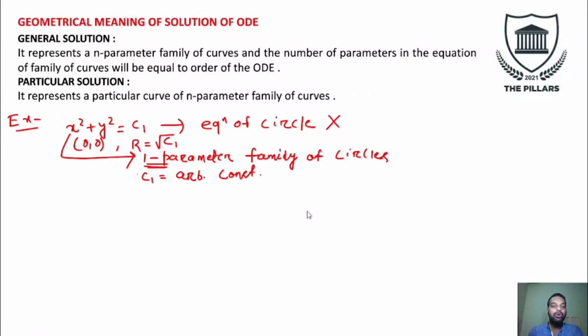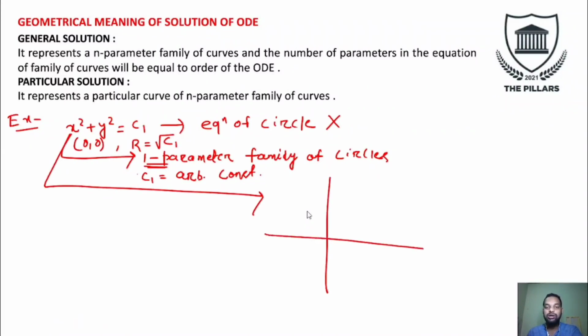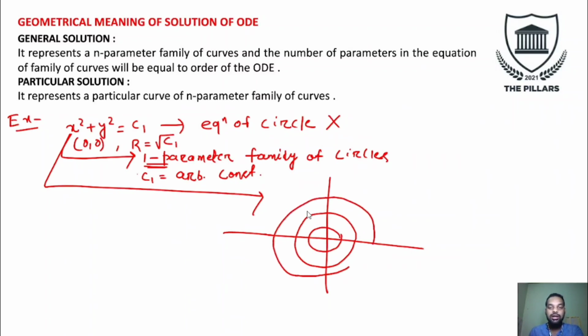Simply, if we are interested to put it in this curve, then we will get, here is one circle, this is for one value of c1. Here is another circle, this is another value of c1, and this is another circle, this is for another value of c1. So this process goes on because we don't know the value of c1. If we know the value of c1, then it will represent only one circle.